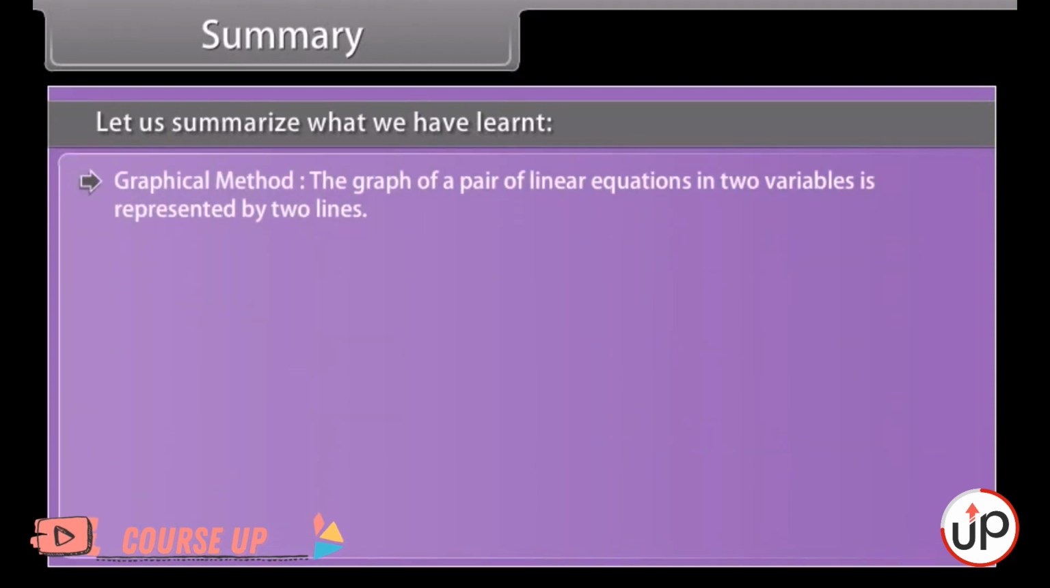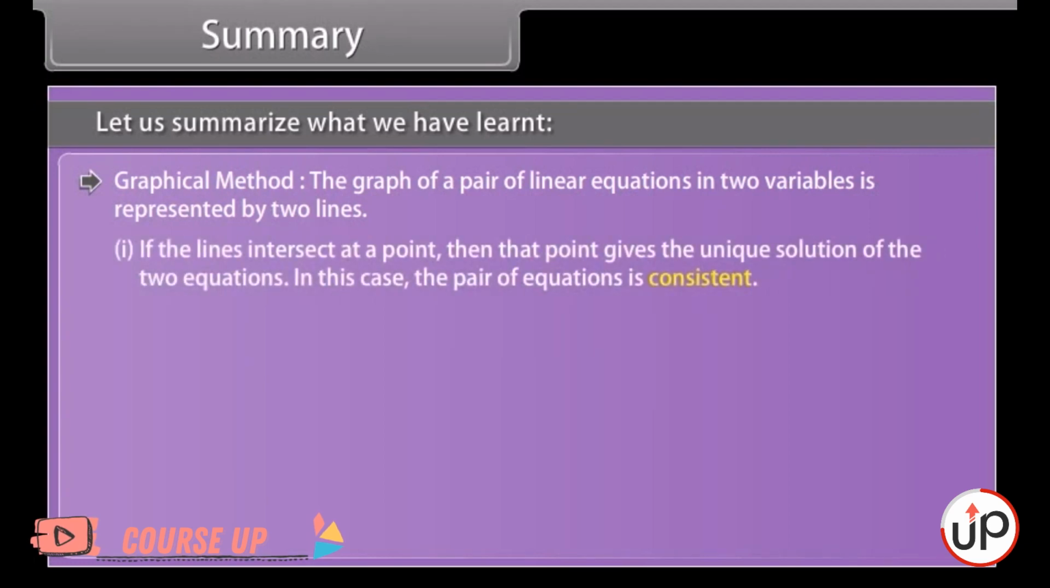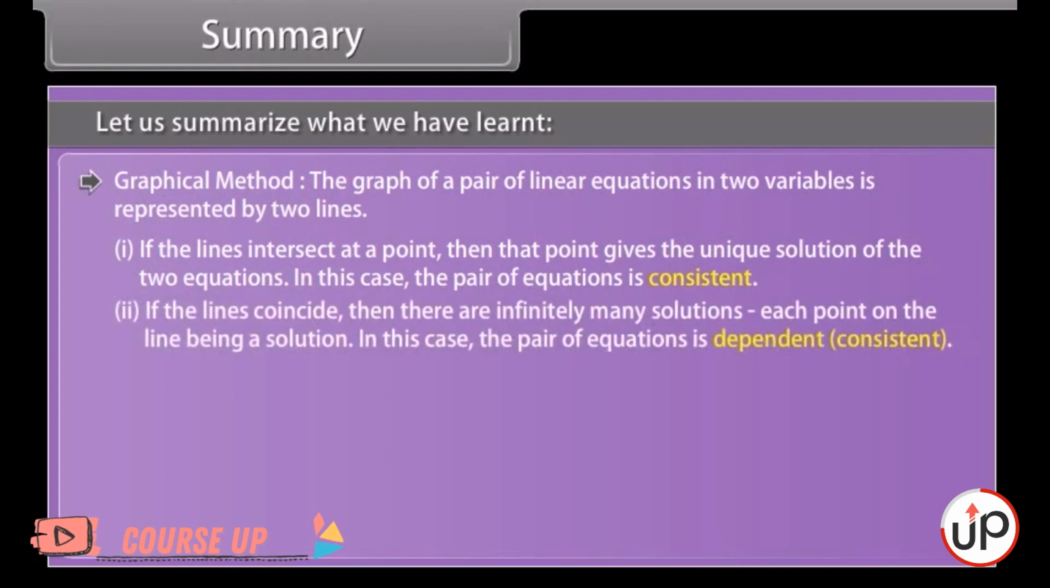Graphical method. The graph of a pair of linear equations in two variables is represented by two lines. 1. If the lines intersect at a point, then that point gives the unique solution of the two equations. In this case, the pair of equations is consistent. 2. If the lines coincide, then there are infinitely many solutions, each point on the line being a solution. In this case, the pair of equations is dependent, consistent.